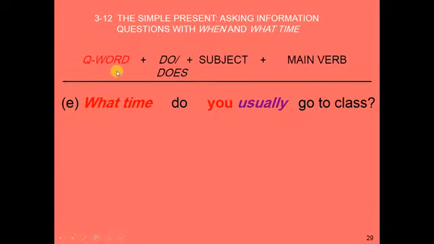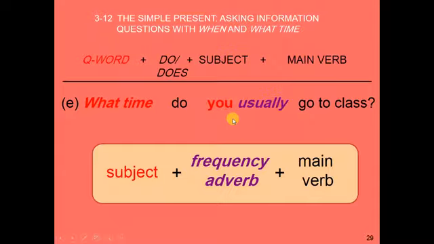If there isn't yes or no, we will start the question with a question word plus do or does plus subject plus the main verb. What time do you usually go to class? When we ask about time, we use when or what time. Do, the helping or auxiliary verb, plus the subject you, plus the adverb of frequency usually, plus the infinitive verb go. Don't forget, we put the adverb of frequency before the main verb.